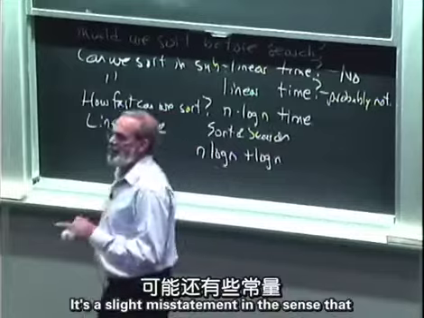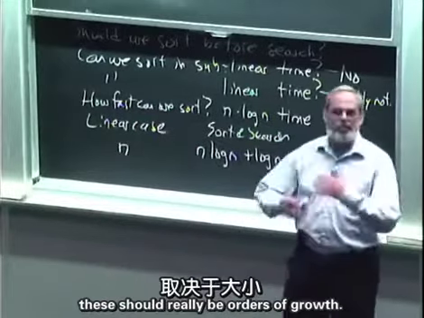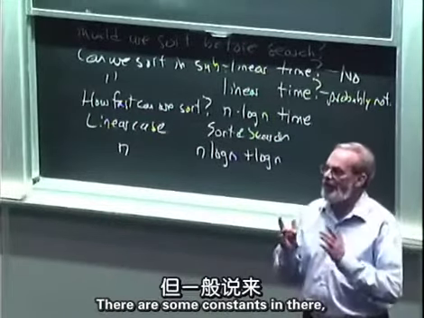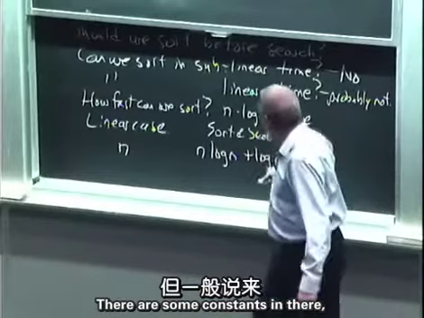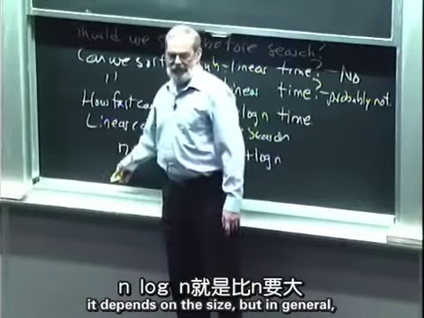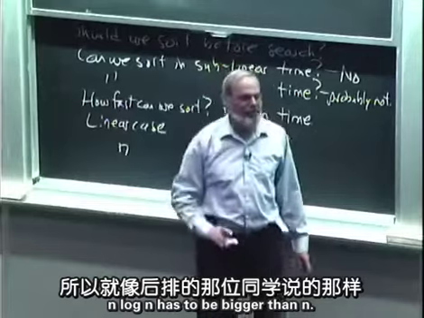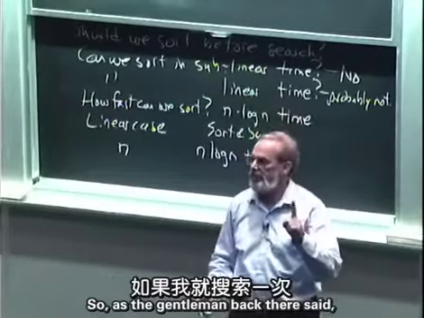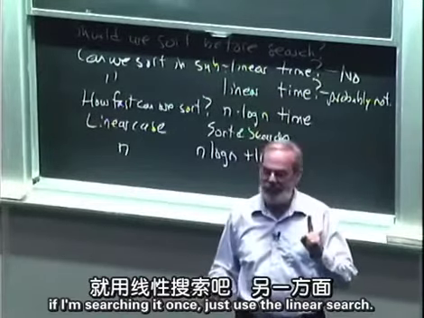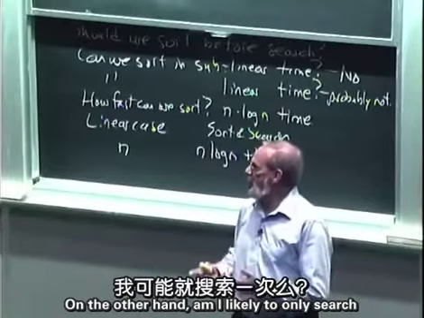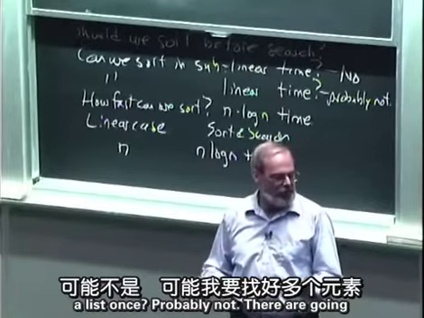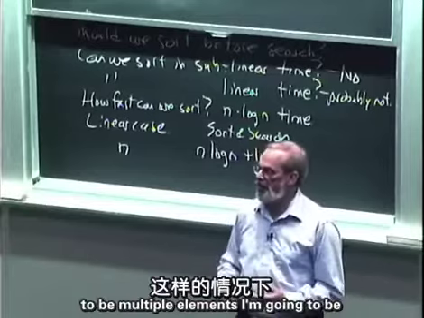Okay? Is this smaller than that? No. Now, that's a slight misstatement in the sense that these should really be orders of growth. There's some constants in there. It depends on the size. But in general, n log n has to be bigger than n. So as the gentleman back there said, if I'm searching it once, just use the linear search. On the other hand, am I likely to only search a list once? Probably not. There are going to be multiple elements I'm going to be looking for.